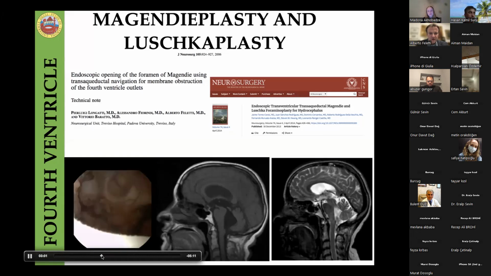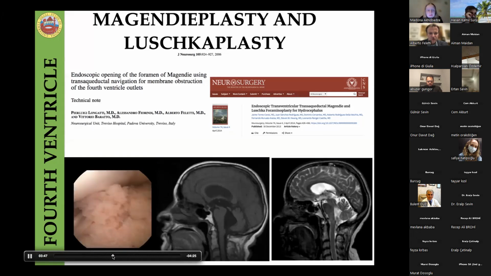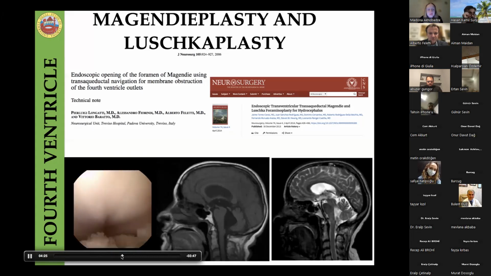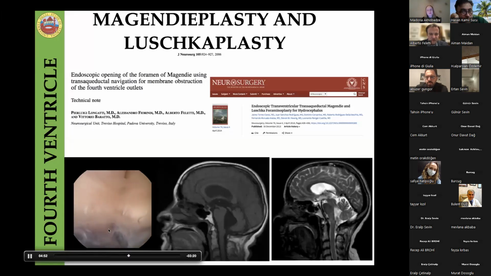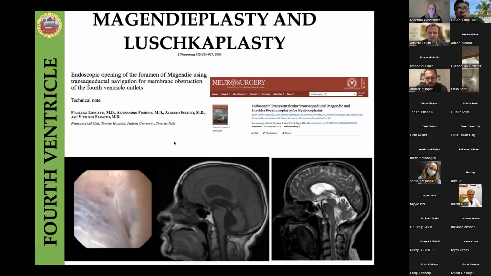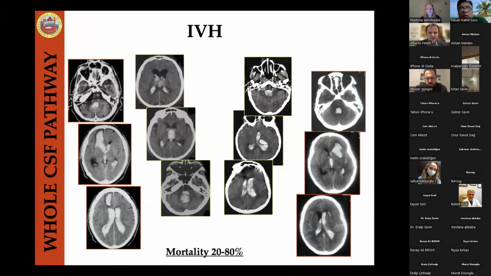This video is just to show you how this patient anatomy appears. Here you can see the canalis centralis medullaris. Here we are at the level of the calamus scriptorius. And now the Magendie foramen appears, which is occluded by a membrane, as you can see. So just fenestrating it can restore the normal patency of the CSF pathway.